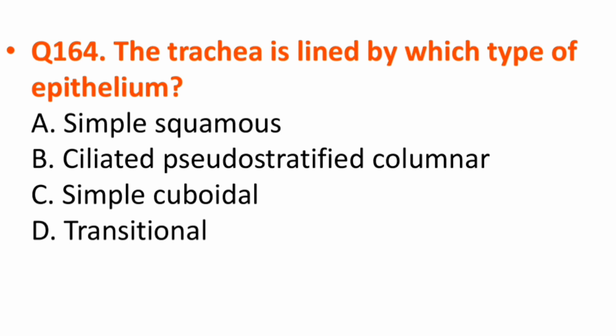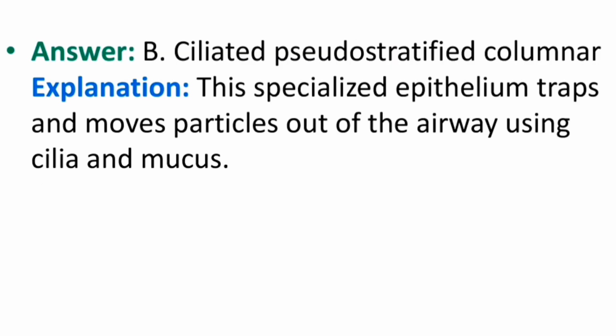The trachea is lined by which type of epithelium? Option A, simple squamous. Option B, ciliated pseudostratified columnar. Option C, simple cuboidal. Option D, transitional. The correct answer is option B, ciliated pseudostratified columnar. This specialized epithelium traps and moves particles out of the airway using cilia and mucus.